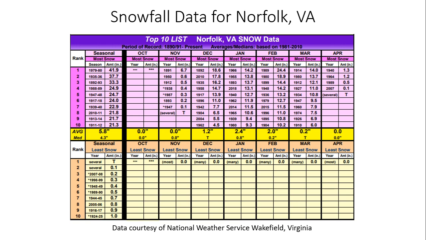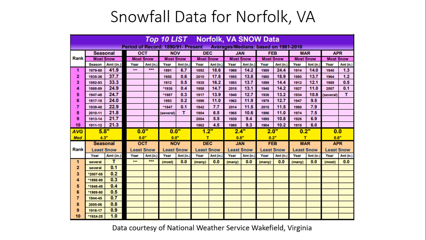1935-36 is number 2 on the top 10 list at 37.7 inches of snow. I mean, can you imagine over 30 inches of snow in an area that averages about 6 inches a winter? That's saying something. 1892-93 was third on the snowiest season list at 33.3 inches. Working our way down the upper left portion of this graph for seasonal, 1911 and 1912 rounded out the top 10 at 21.3 inches.